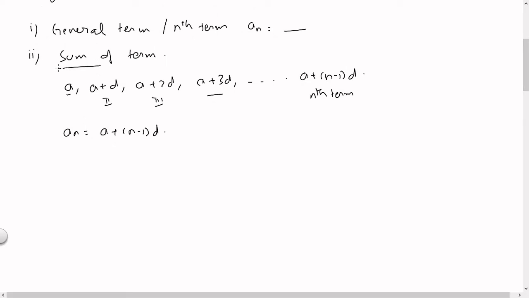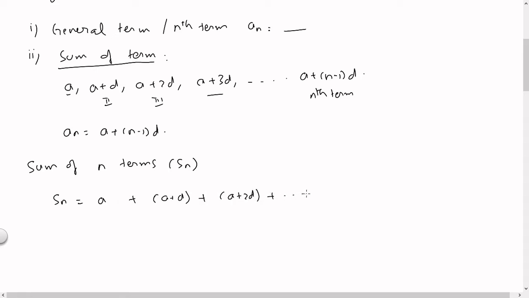Okay, next let us see how to determine the sum of terms of an AP. Here we will determine the sum of n terms. Let us call that Sn. So what is Sn? It is the sum of n terms. Let us list the terms: A, plus the second term A plus D, plus the third term A plus 2D, and so on till the last term, the nth term, that would be a plus n minus 1 into d. Let me write one term preceding that, a plus n minus 2 into d. So these are the terms.